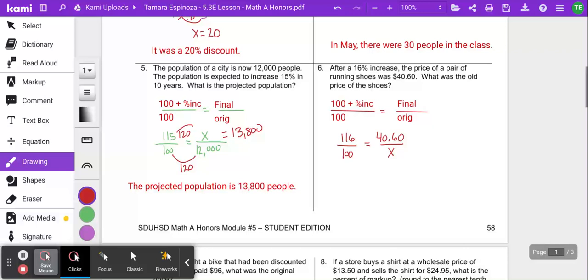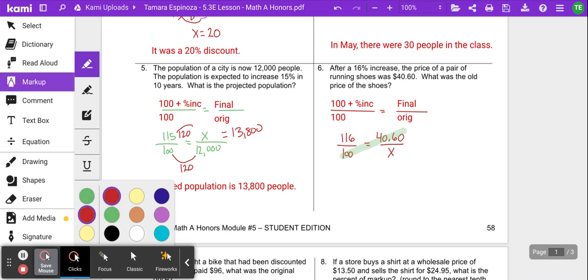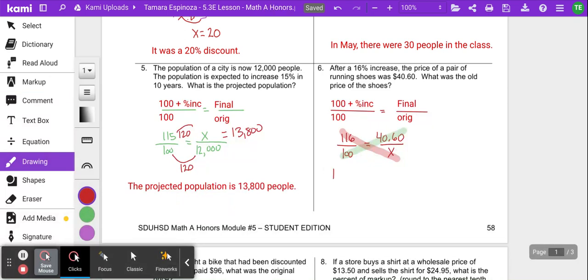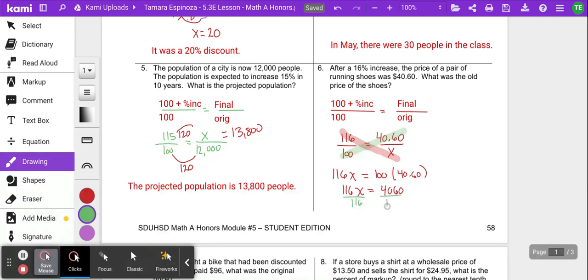So I'm going to go ahead and cross multiply. Remember, the product of the mean diagonal is equal to the product of the extreme diagonal. So we get 116 times x is equal to 100 times $40.60, which of course just moves the decimal over, 4,060. Then I can divide both sides by 116. And I get that the old price was $35.